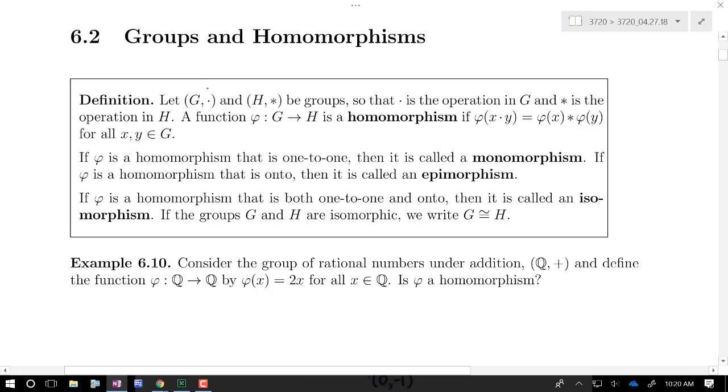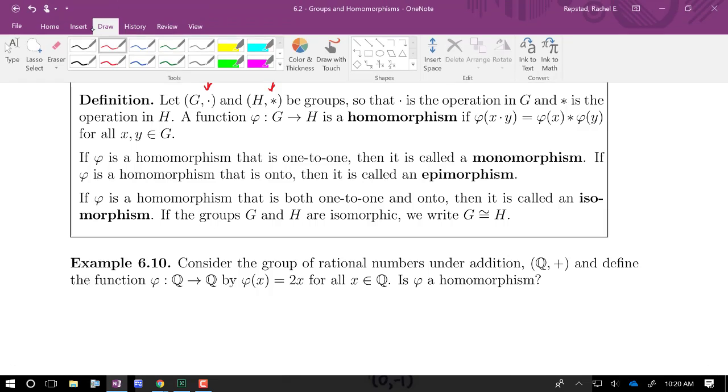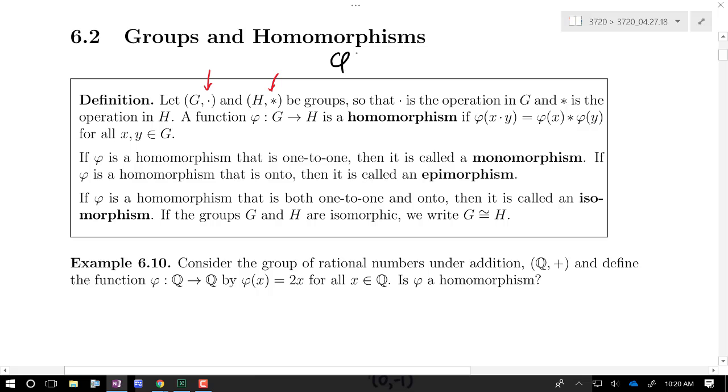Here I'm being really general. G is a group, and its operation I'm just writing as the dot, like multiplication. And H is a group, and it might have another operation, right? I'm just going to label that star. And phi is a function, that's our homomorphism. Phi maps from G to H. So phi is a function where I can plug stuff in G, and it sends me over to H.